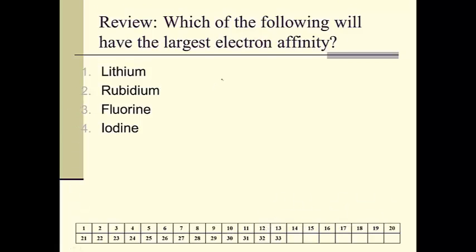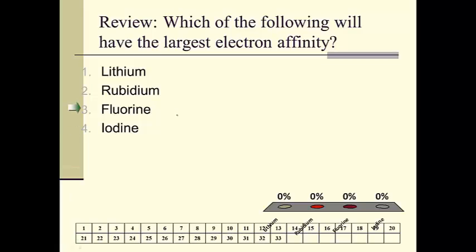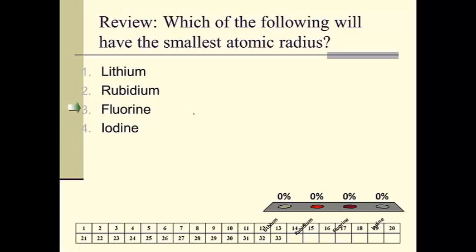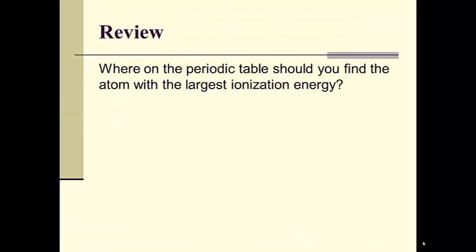Largest electron affinity. Pause it. Okay, largest electron affinity, you are looking for the smallest atom, which is going to be fluorine. Okay, and which one of these will have the smallest radius? Pause it. Okay, and it's fluorine. So, for our review, where on the periodic table in general should you find the atom with the largest ionization energy?